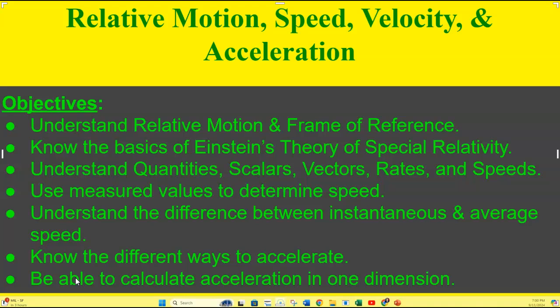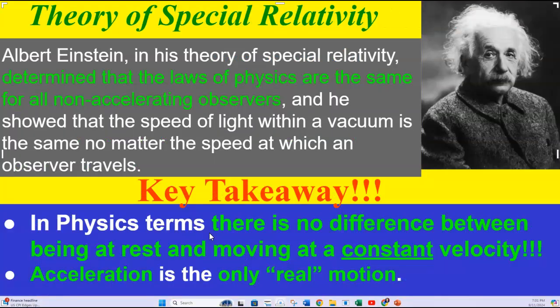So these are the objectives that you are responsible to know for this part of the unit. You need to know what relative motion is, what frame of reference is, the basics of Einstein's theory of special relativity, quantities, what scalars and vectors are, what rates and speeds are, how to measure and determine the values to calculate speed, the difference between instantaneous and average speed, how objects can accelerate, and how to calculate acceleration in one dimension.